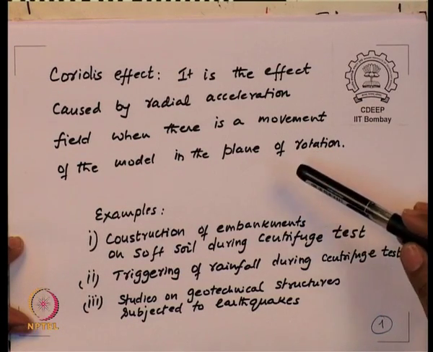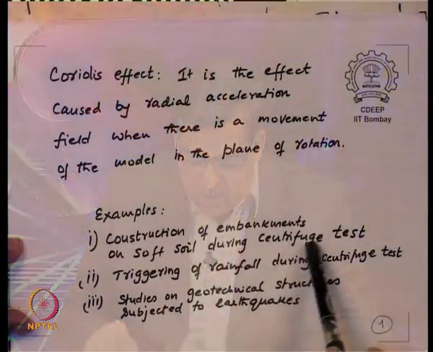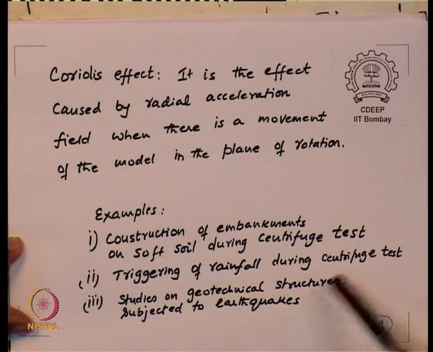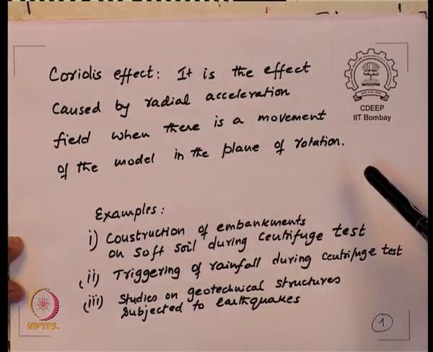For that, we use the sand hopper technique. So in flight, a sand hopper is used. When the sand particles are released to construct sand embankments during flight, there is a possibility that these particles are subjected to the so-called Coriolis acceleration or Coriolis effect. So this applies to the construction of embankments on soft soil during a centrifuge test, and to triggering rainfall during a centrifuge test. For example, if you want to study the effect of rainfall on geotechnical structures, the rain droplets are simulated in the form of a mist, and when they are released in the high acceleration field, they can be subjected to this Coriolis acceleration. Basically, the Coriolis effect is the effect caused by the radial acceleration field when there is a movement of the model within the plane of rotation.